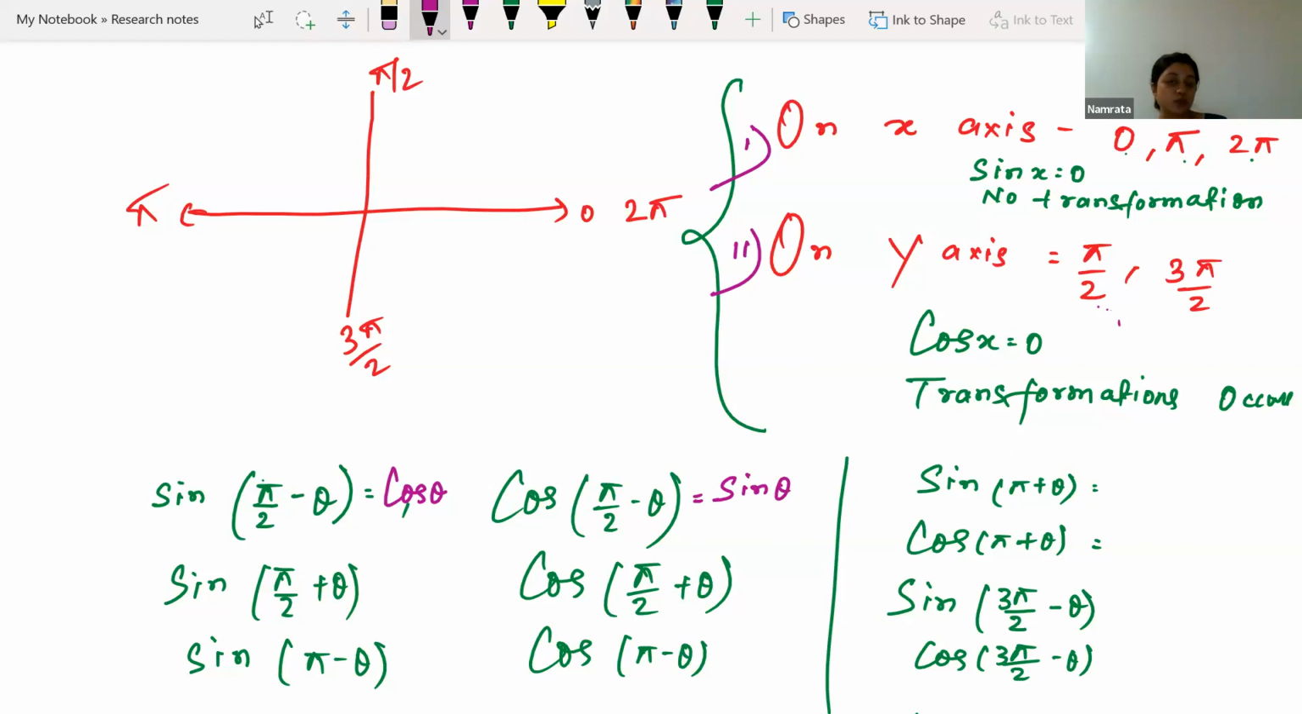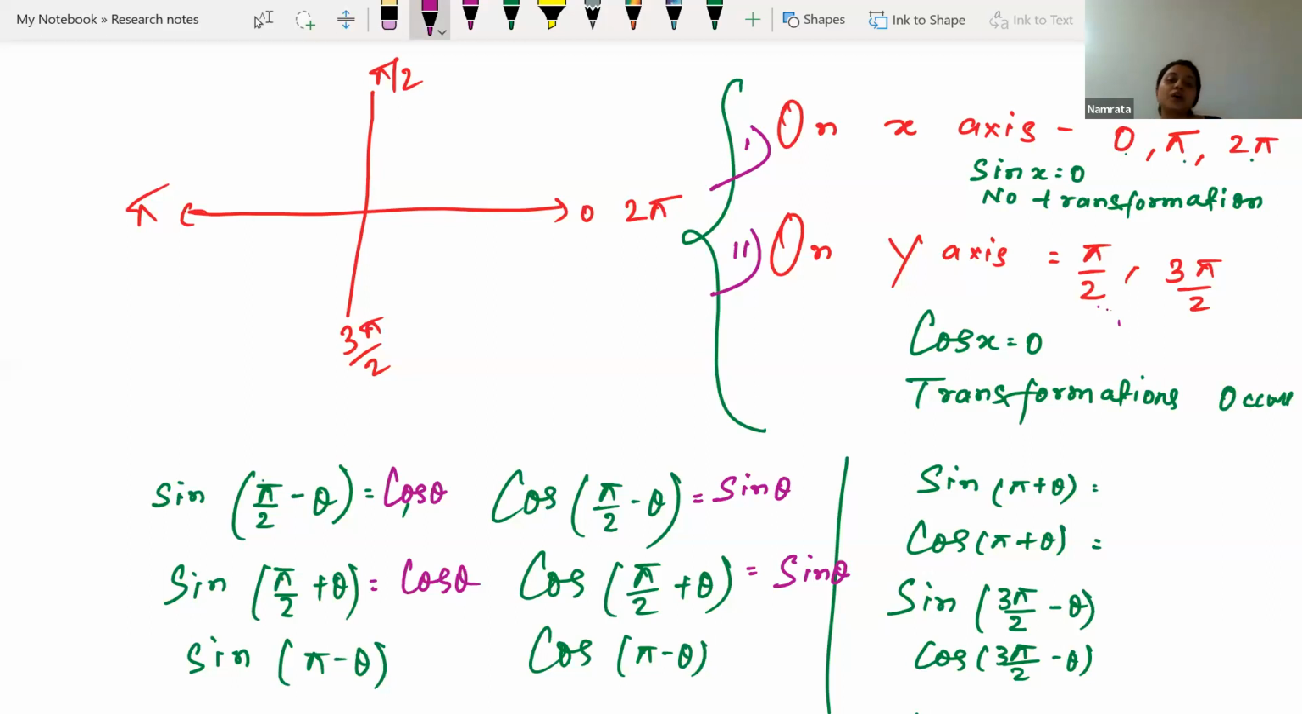Similarly, in the next one, the second line I have written over here, sine of pi by 2 plus theta, cos of pi by 2 plus theta. Here also transformation will occur. Sine will change to cos, cos will change to sine. So here also we will have cos theta, sine theta. But here we have to be careful with the sign also. In front of cos theta, will it be plus cos theta or minus cos theta? That we need to discuss, but before that, let's fill everything and then we will get back to the sign of each one.